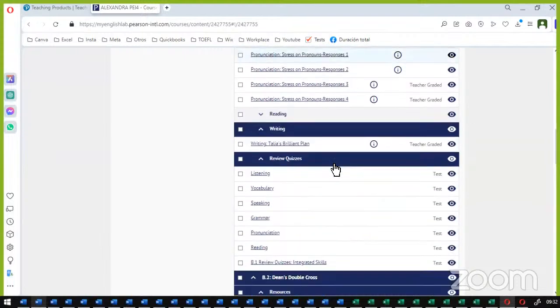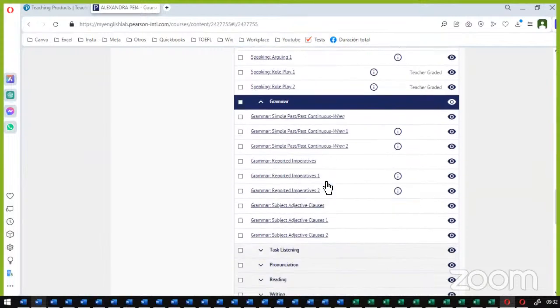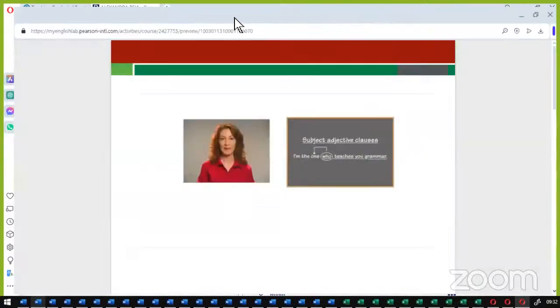Okay, so we're gonna begin with this subject adjective clause.